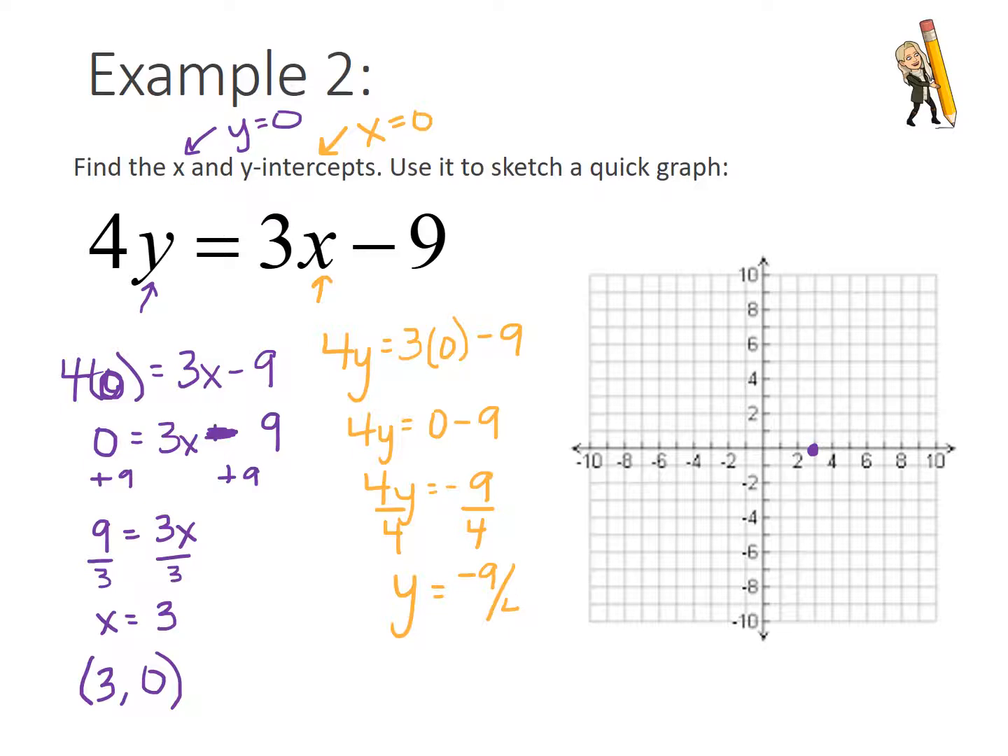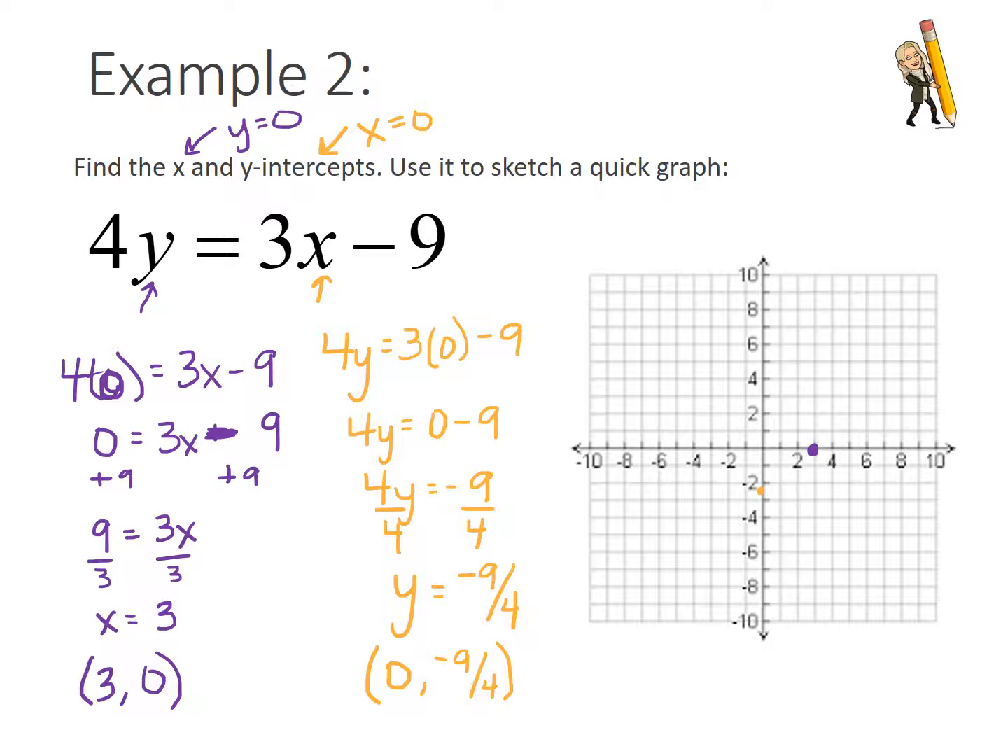Y equals a negative 9 over 4. So again, my x value was 0. My y value is a negative 9 over 4. Okay, so negative 9 over 4, that's going to be negative 2.25, because there's 2 4s that go into 9. We have 1/4 left over. So I'm going to go at 0, and then I'm going to go down to 2 1/4, so right about there.